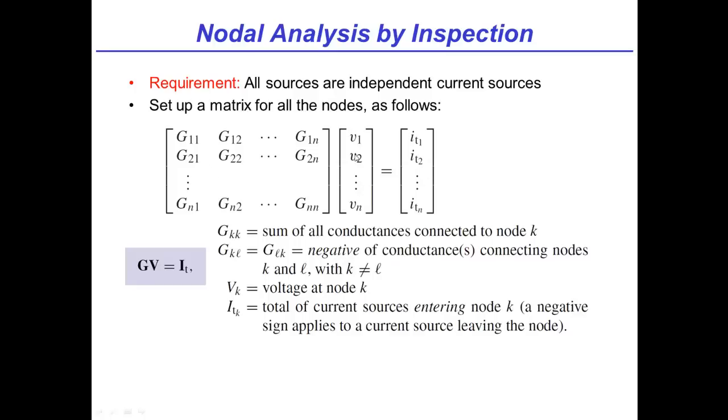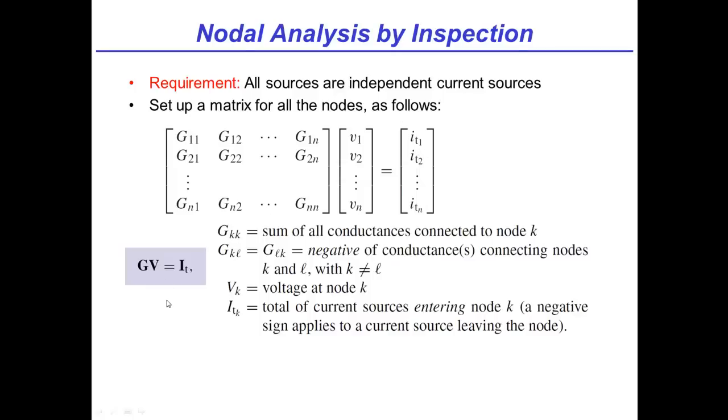The V's, as I said, are simply the unknowns. They're the node voltages that you always solve for in nodal analysis. And then the I for each row is the total current source: you add up all the current sources that are entering that node. Okay? And we'll show you that in a minute. So if you have a bunch of current sources going into a node, you add up all the values and you put it there.